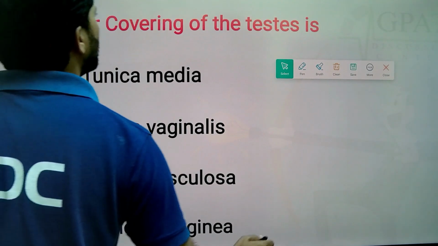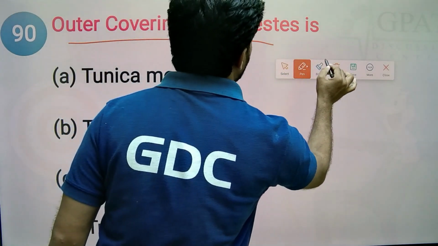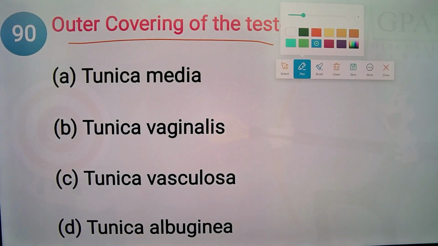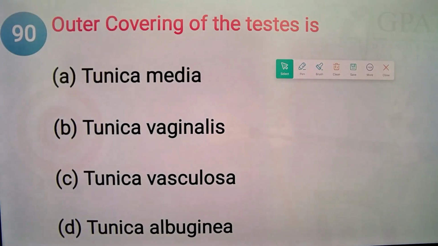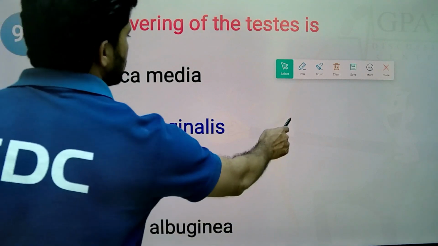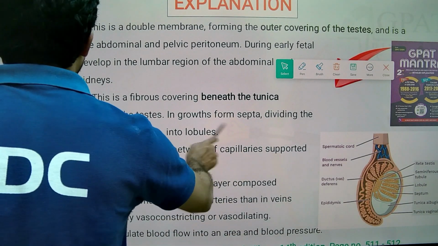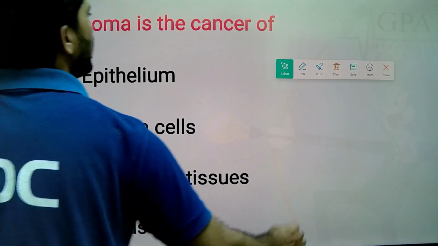Next, the outer covering of the testis is known as tunica media, tunica vaginalis, tunica vasculosa, or tunica albuginea. This is directly an anatomy-level question. The simple answer is that the outer covering of the testis is known as tunica vaginalis. The testis is the male reproductive organ. Sarcoma is cancer.